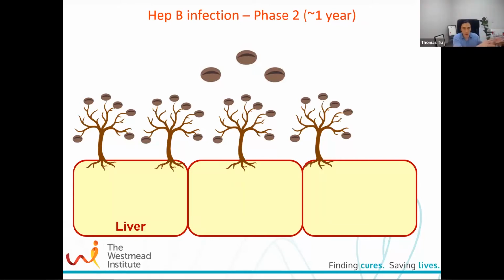So that lasts for many years, up to 40 years. But eventually, your immune system starts to recognize the virus and tries to get rid of it from the liver.